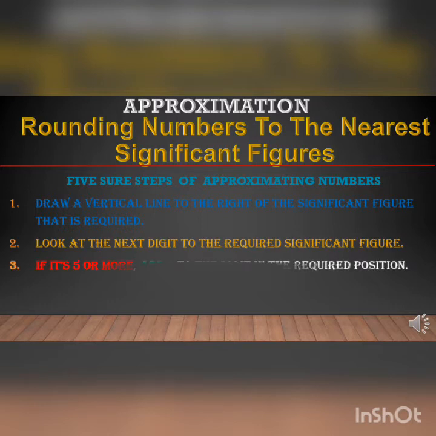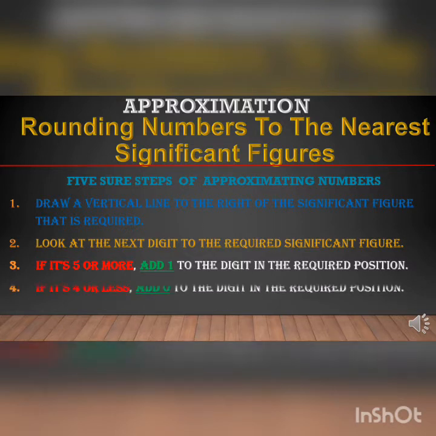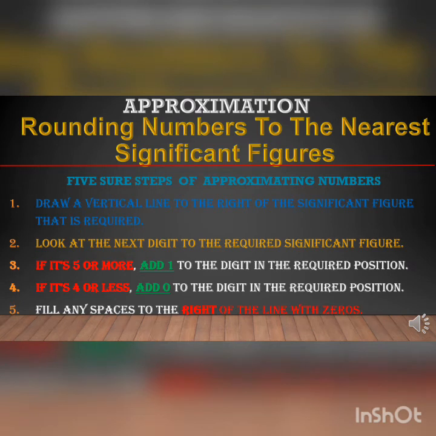If the number after the line is 5 or more, you add 1 to the digit in the required position, that is, you round up. But if it is 4 or less, you round down, which means you add 0 to that digit. And then the final step is that you fill up any space after the line with zeros. Now for significant figures, this last step is not so compulsory. You get to understand better with our examples.